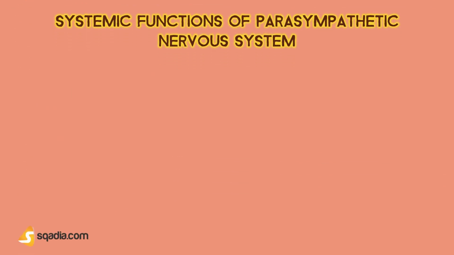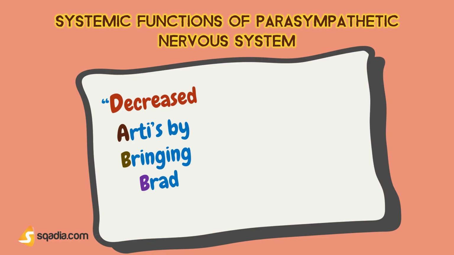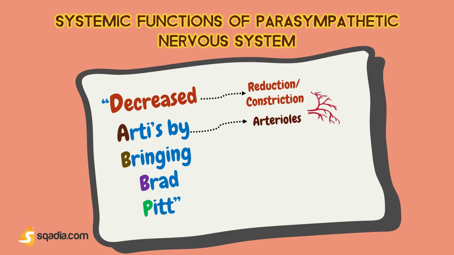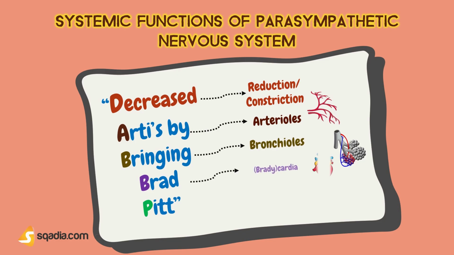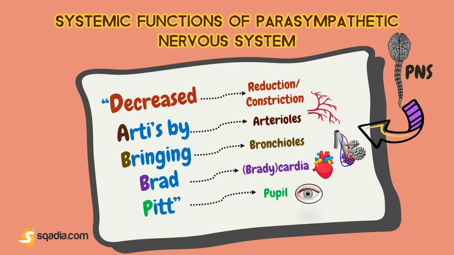Other than GIT, more systemic effects of parasympathetic system are covered by this neat phrase that says, "Decreased arteries by bringing Brad Pitt." Here, decreased indicates reduction or constriction. Arteries can remind you of arterioles, bringing for bronchioles, Brad for bradycardia, and Pitt for pupil. So here we got that the systemic effect of the parasympathetic system is constriction of the arterioles, bronchioles, heart, and pupil.